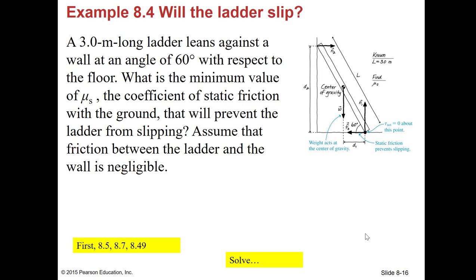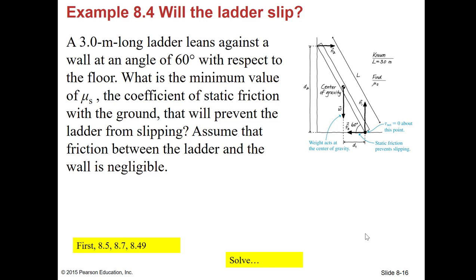Okay, so this problem is called Will the Ladder Slip? So we've got a 3-meter long ladder. It leans against a wall at an angle of 60 degrees, so you can see that in the picture. What is the minimum value of mu sub s, the coefficient of static friction between the ladder and the ground, that will prevent the ladder from slipping? Assume that the friction between the ladder and the wall is negligible.